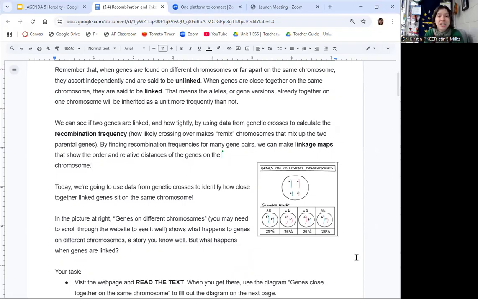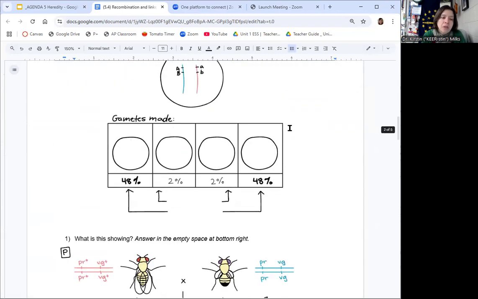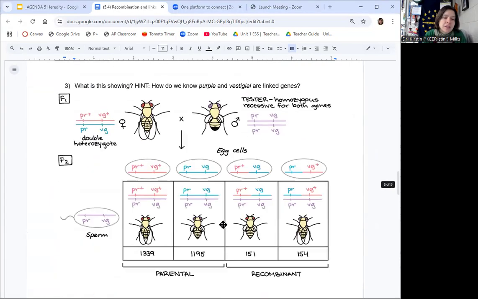This is genetics before there was DNA sequencing. And fruit flies were a really popular place to do that work. And so you'll see fruit flies are listed here. So together we're going to use data from genetic crosses to identify how closely together linked genes sit on the same chromosome. And so you're just going to visit the webpage and really use the text and do what it tells you to do and fill in the blanks and do that sort of thing.